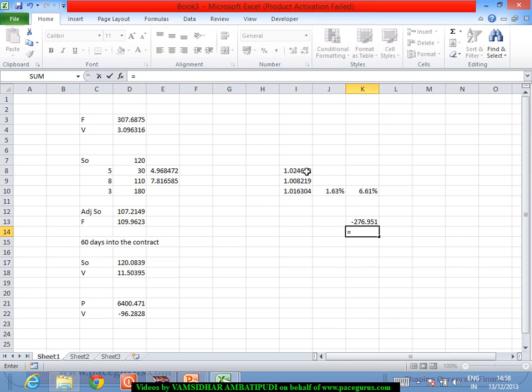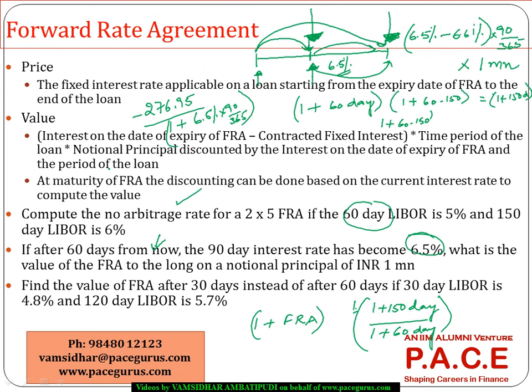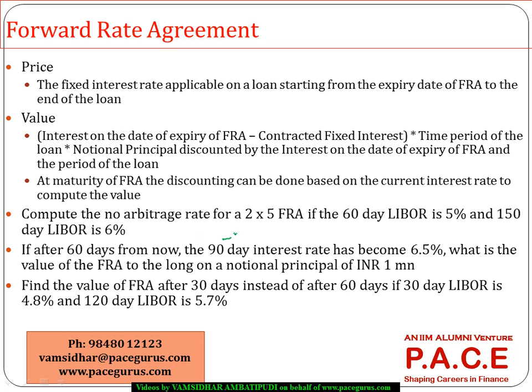So to compute the value of the FRA on maturity, this divided by 1 plus 6.5% into 90 by 365. This is working out to minus 272.58. So minus 272.58 is the value to the borrower for getting into this FRA contract. Whereas when we look at it from a short position or from a lender's position, his position is going to be plus 272.58.